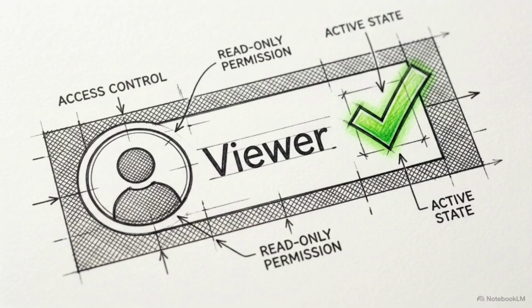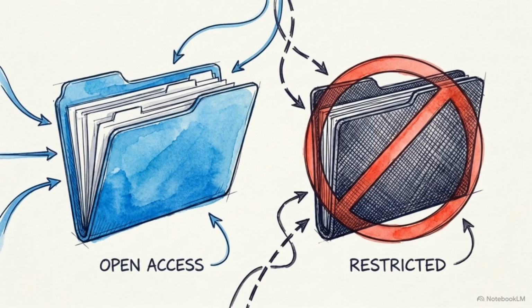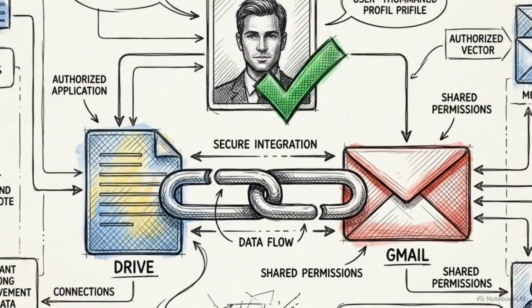Furthermore, retrieval is governed by existing workspace permissions. The system cannot access or summarize any file or email that the user does not already have the authority to view. This architecture provides the security necessary for deploying cross-platform context synthesis in an enterprise environment.